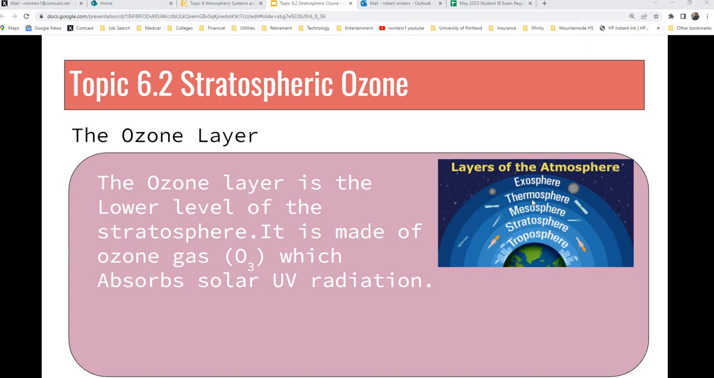And so today we're going to talk about an interesting gas which makes up the lower level of the stratosphere here. It's called ozone. Ozone is not to be confused with oxygen. Oxygen is O2. Ozone is O3. And it is the lower level of the stratosphere. Sometimes it might be the upper level of the troposphere. Now, the important thing about ozone gas is that it absorbs UV radiation, which is extremely harmful to life on Earth. And so the ozone layer is really what makes living possible on Earth.